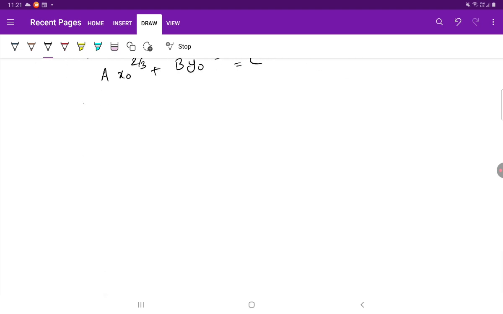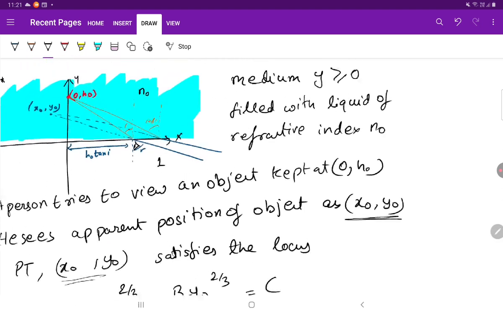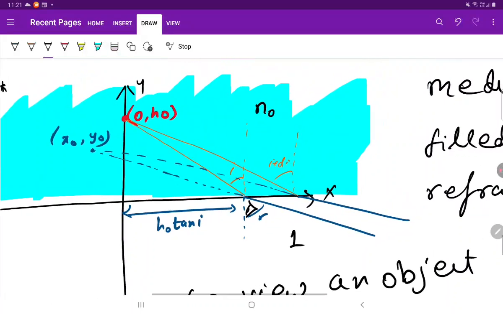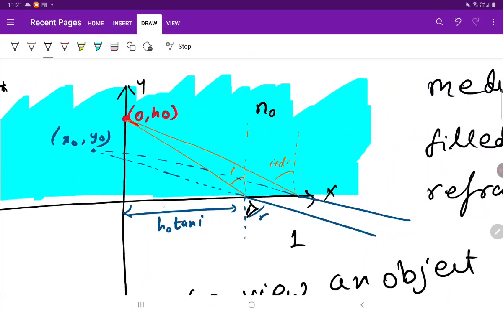Here's my picture. In this picture we can see that the horizontal distance between the person's eye and the x coordinate of the object is h naught tan i, where i is the angle of incidence and r is the angle of refraction. Now what will be the x distance, or the distance between the x coordinate of the object and the eye? It will be h naught tan i, right?